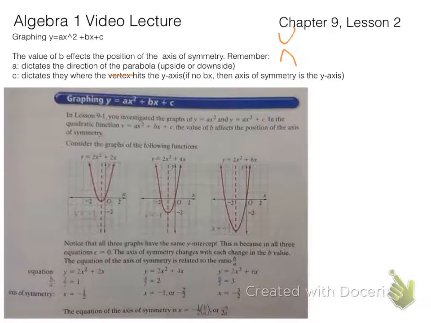Alright, so figuring out the axis of symmetry, there's a formula for it, and you can kind of figure out how they got to it by just graphing a bunch of parabolas. They basically end up figuring out that when you have a b, if you take the opposite of it and divide it by 2 times a, you're going to end up with the axis of symmetry.